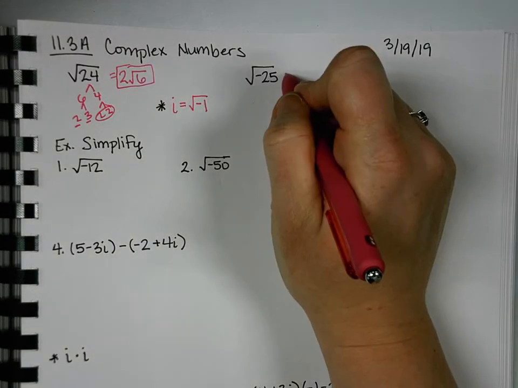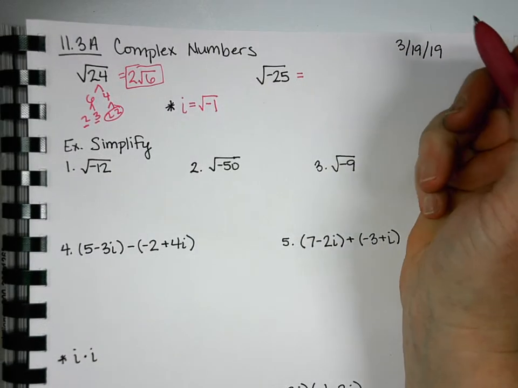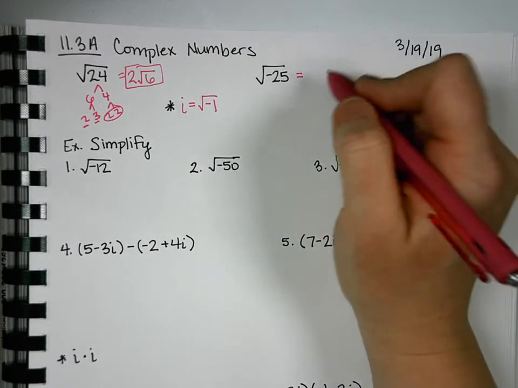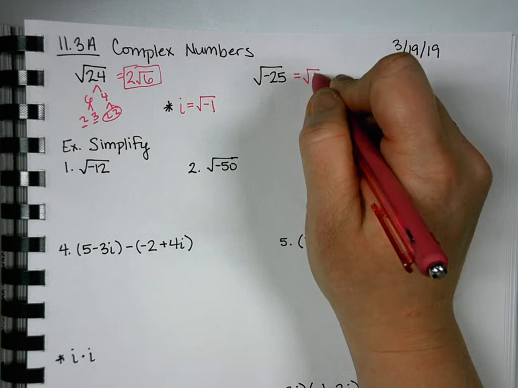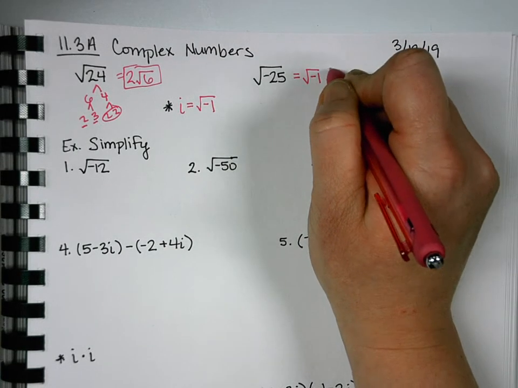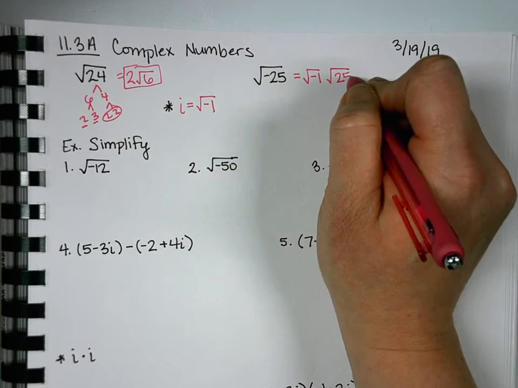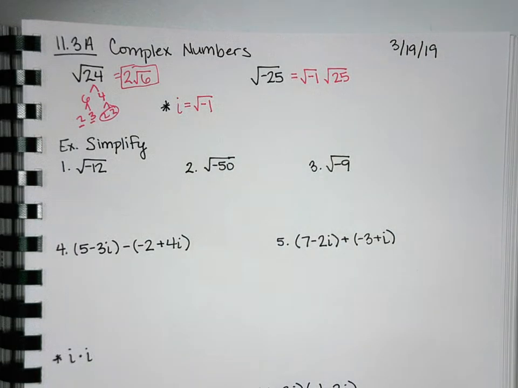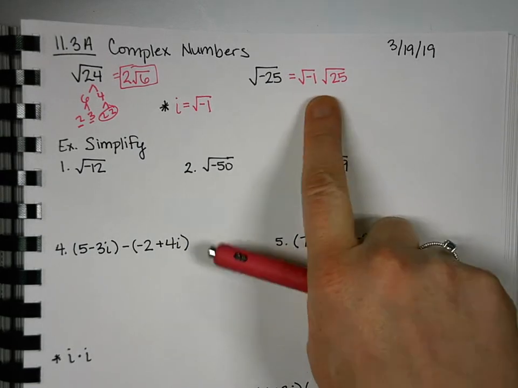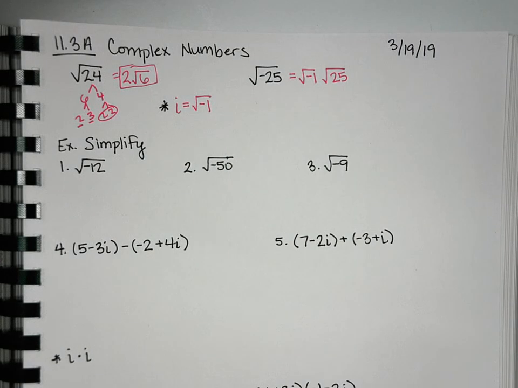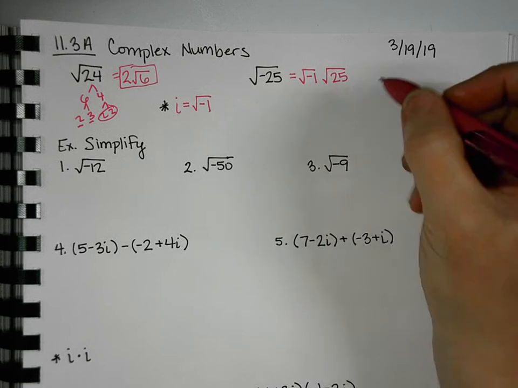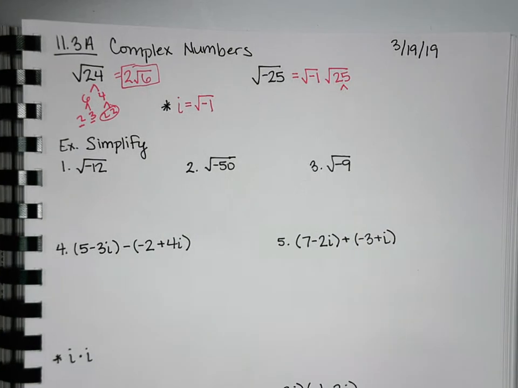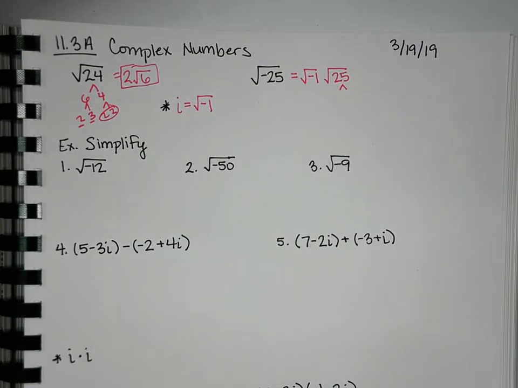So when we go to simplify something like the square root of -25, we're going to start by separating the -1 from the 25. Because we can multiply these back together and get square root -25. So we're just going to separate them. Then we can do our tree with what's now positive.